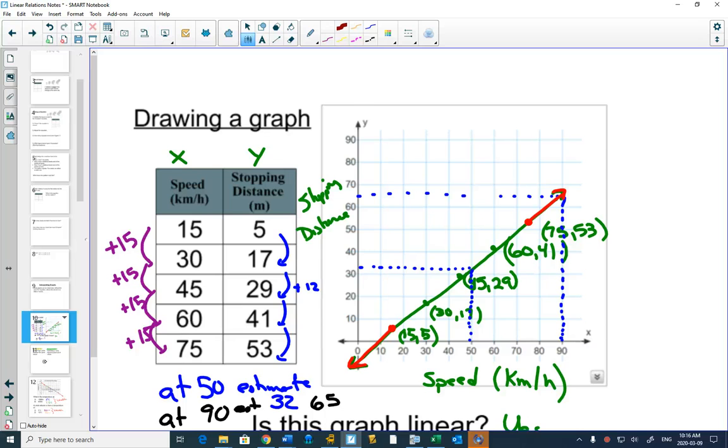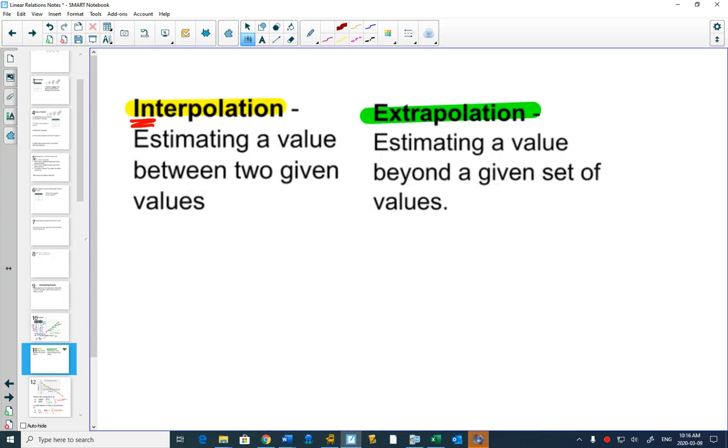And so a big thing about this definition to help you remember is the fact that interpolation starts with the word in, right? And extrapolation, you can actually look at the word extra. It's beyond what you had. It's extra to help you remember those definitions.